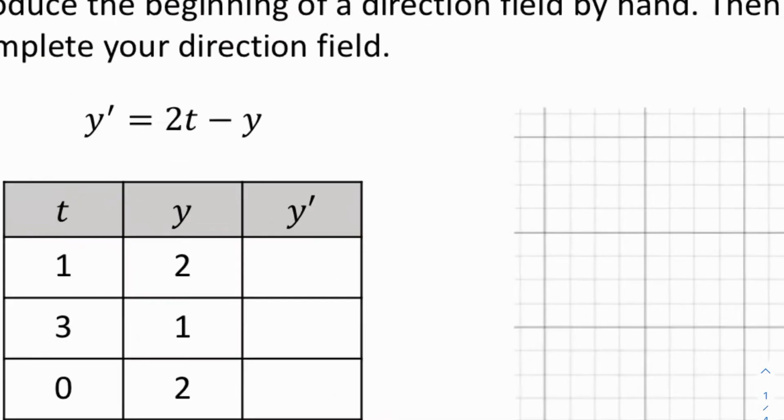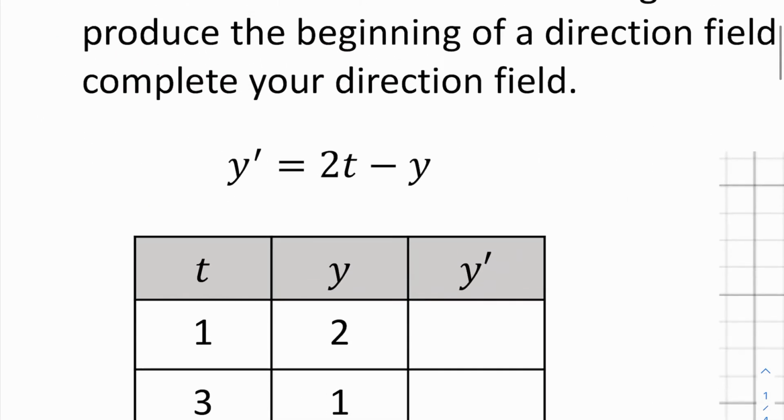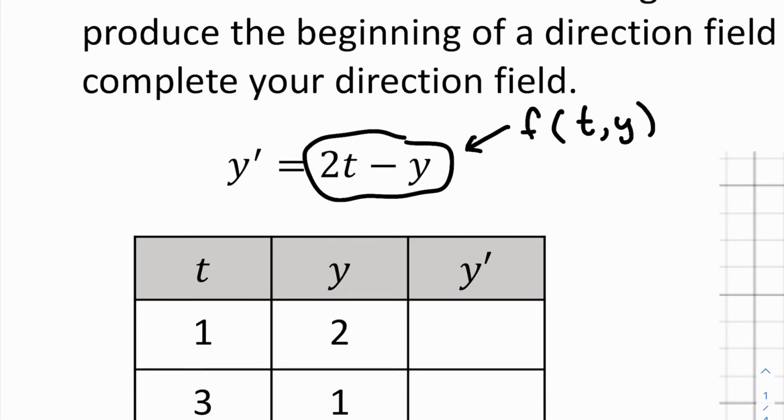Okay, so what we're looking at here is a first-order differential equation that's in normal form, meaning I have the y prime isolated. The other side over here could have any mixture of the independent and the dependent variables. So sometimes we can call this any function of both t and y, where t is the independent variable and y is our dependent variable.